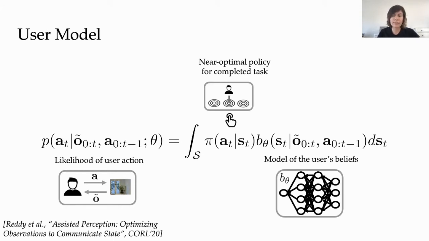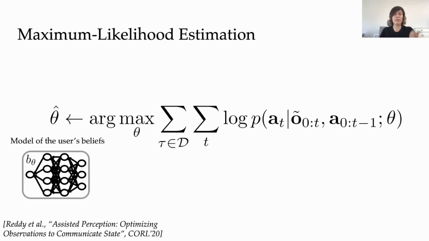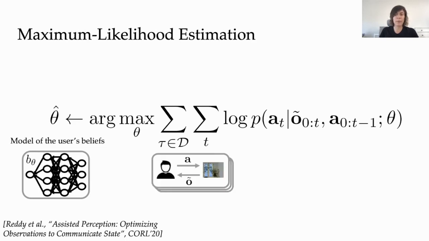And what's nice is that we can compute the near optimal policy. We can observe these actions on the left-hand side. And so we can use this equation to back-derive what the belief model for the user is that's consistent with the data that we're seeing. The way we train this is by optimizing the parameters in the user's belief model to maximize the likelihood of the user actions that we observe, the actions that the user ends up taking. So that's what we do.